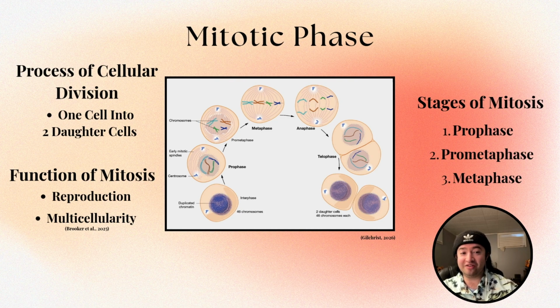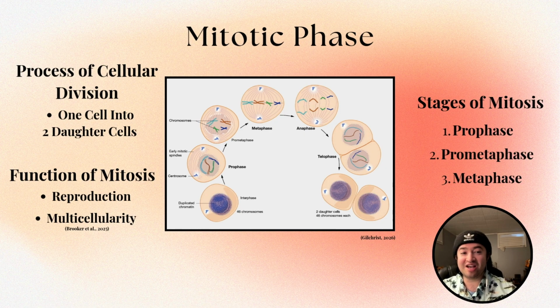Next, in prometaphase, the nuclear envelope disappears completely. Protein-connected cores, called kinetochores, start to develop in the centromere region, which attaches to the chromatids and to the spindle microtubules. The spindle fibers from the centrioles then connect to the kinetochores.